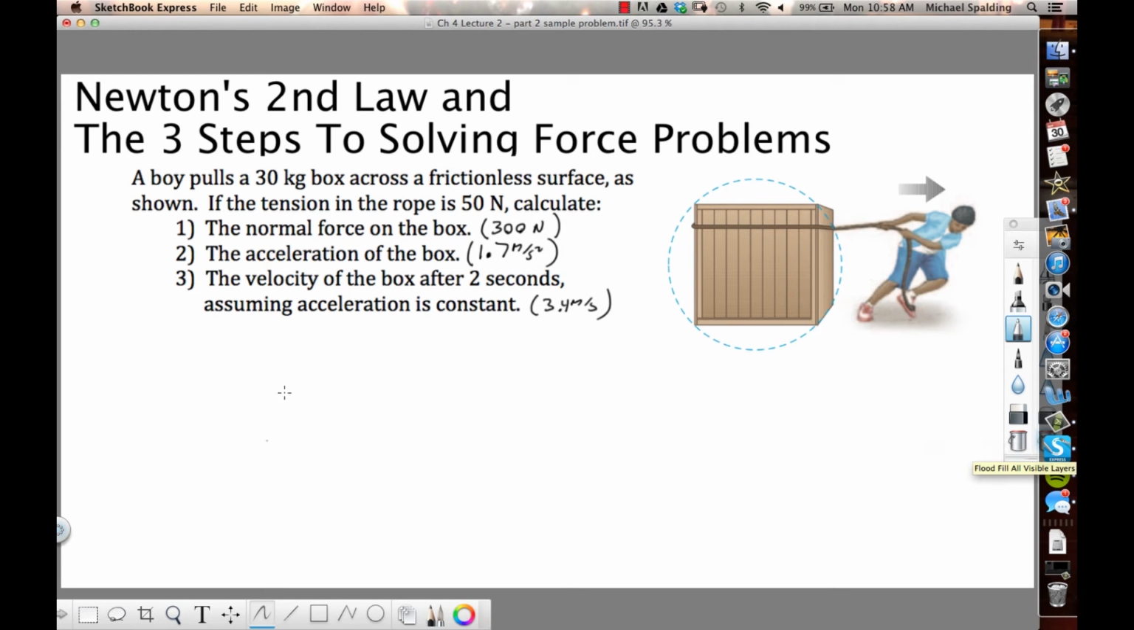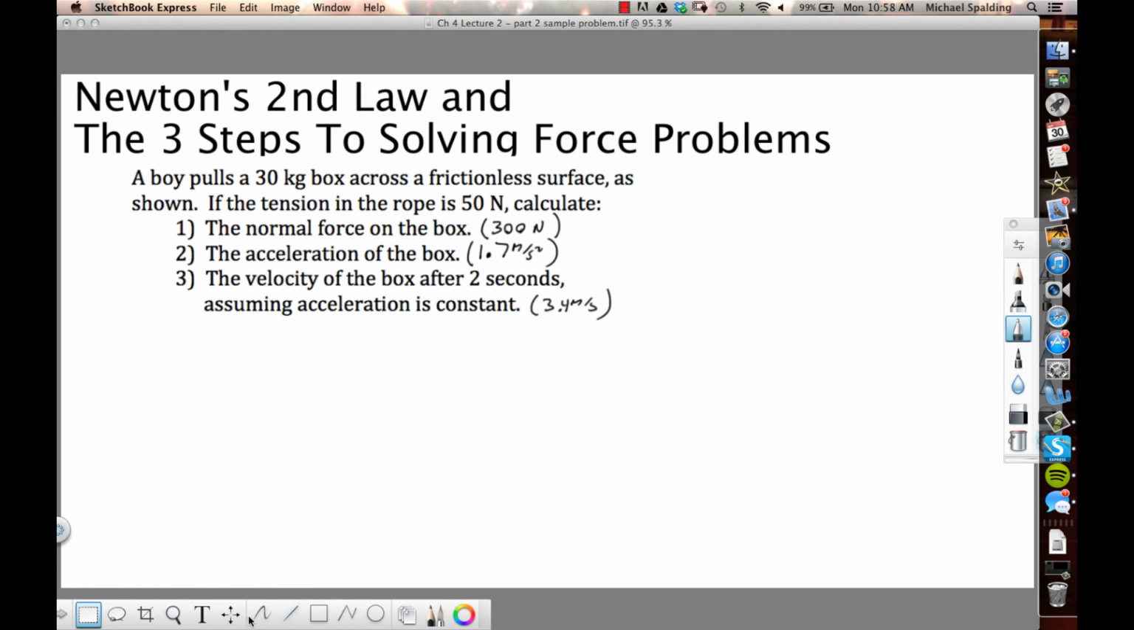All right, so solving this problem. Step 1, do a free body diagram. So I'm going to take away that picture and let's do the free body diagram right there. We've got this kid pulling this box. So here's the box on the ground. This just kind of shows the ground.